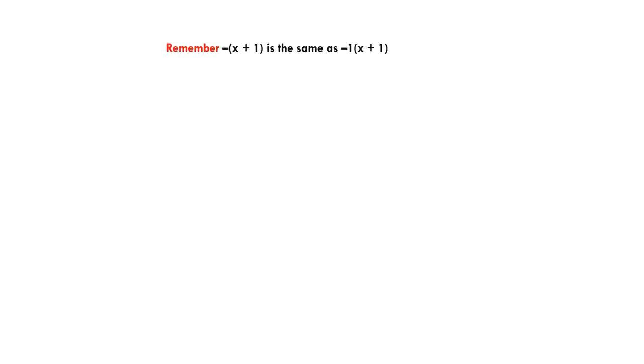A negative by itself, without any numeral, is the same as negative 1. So negative bracket x plus 1 is the same as negative 1 times bracket x plus 1. And that would expand to negative x minus 1.